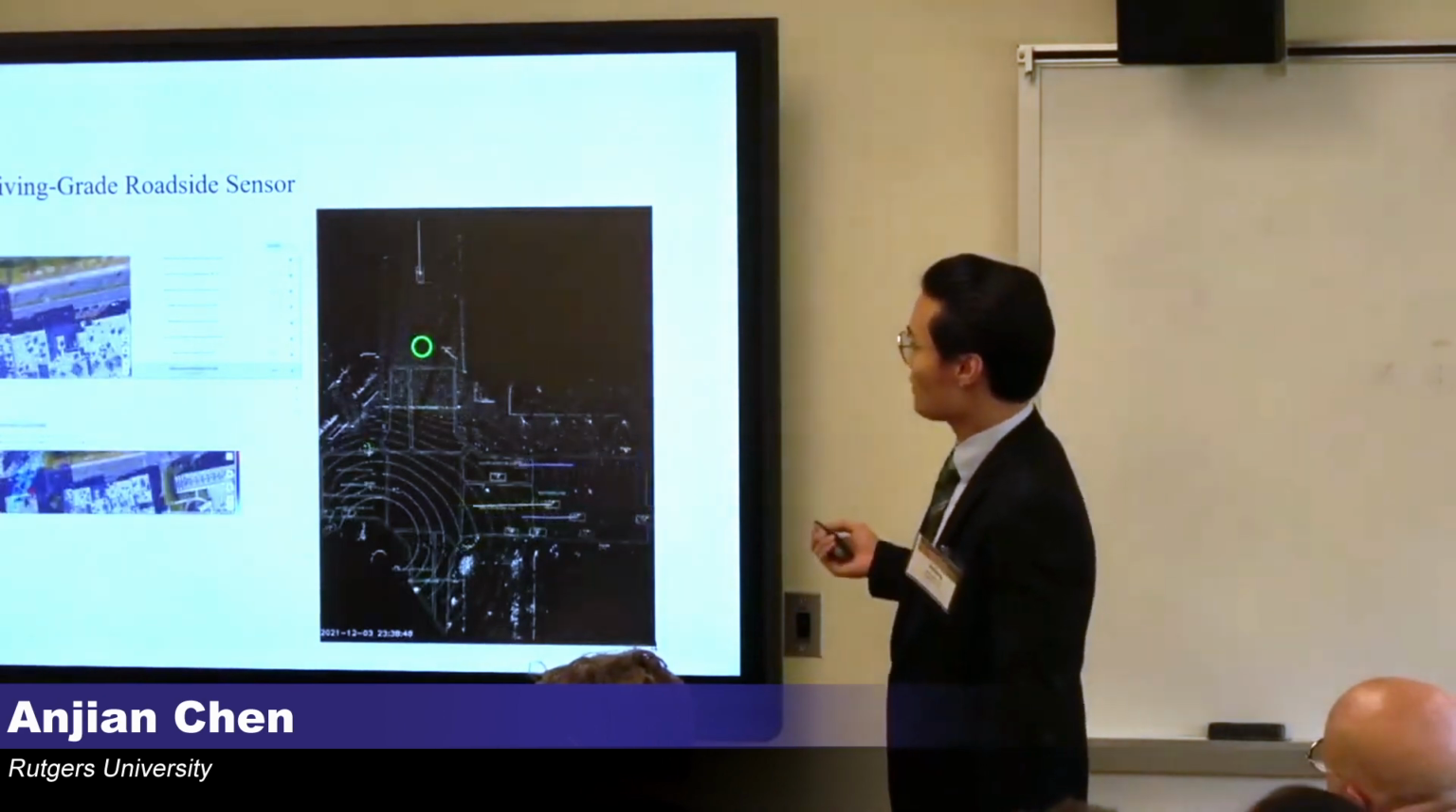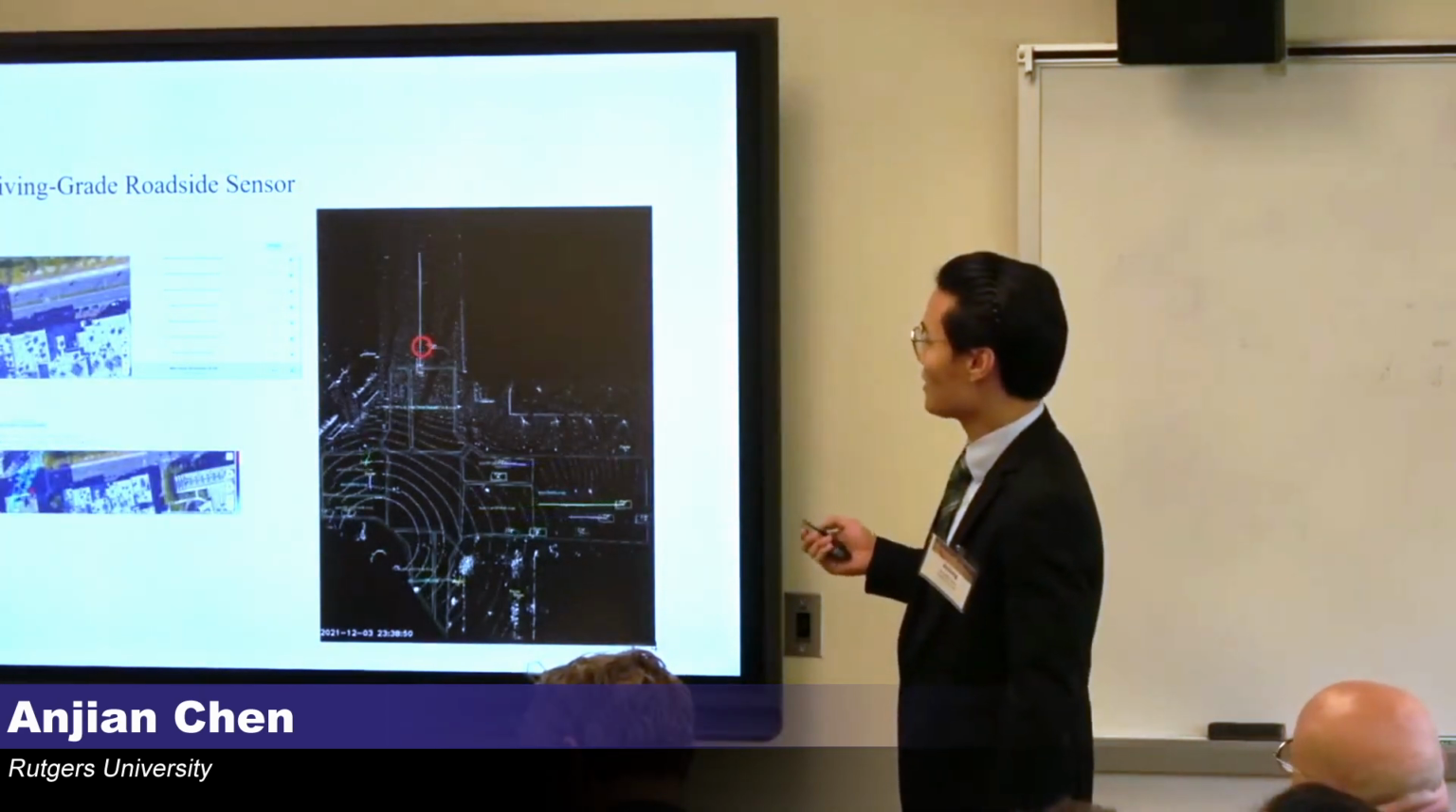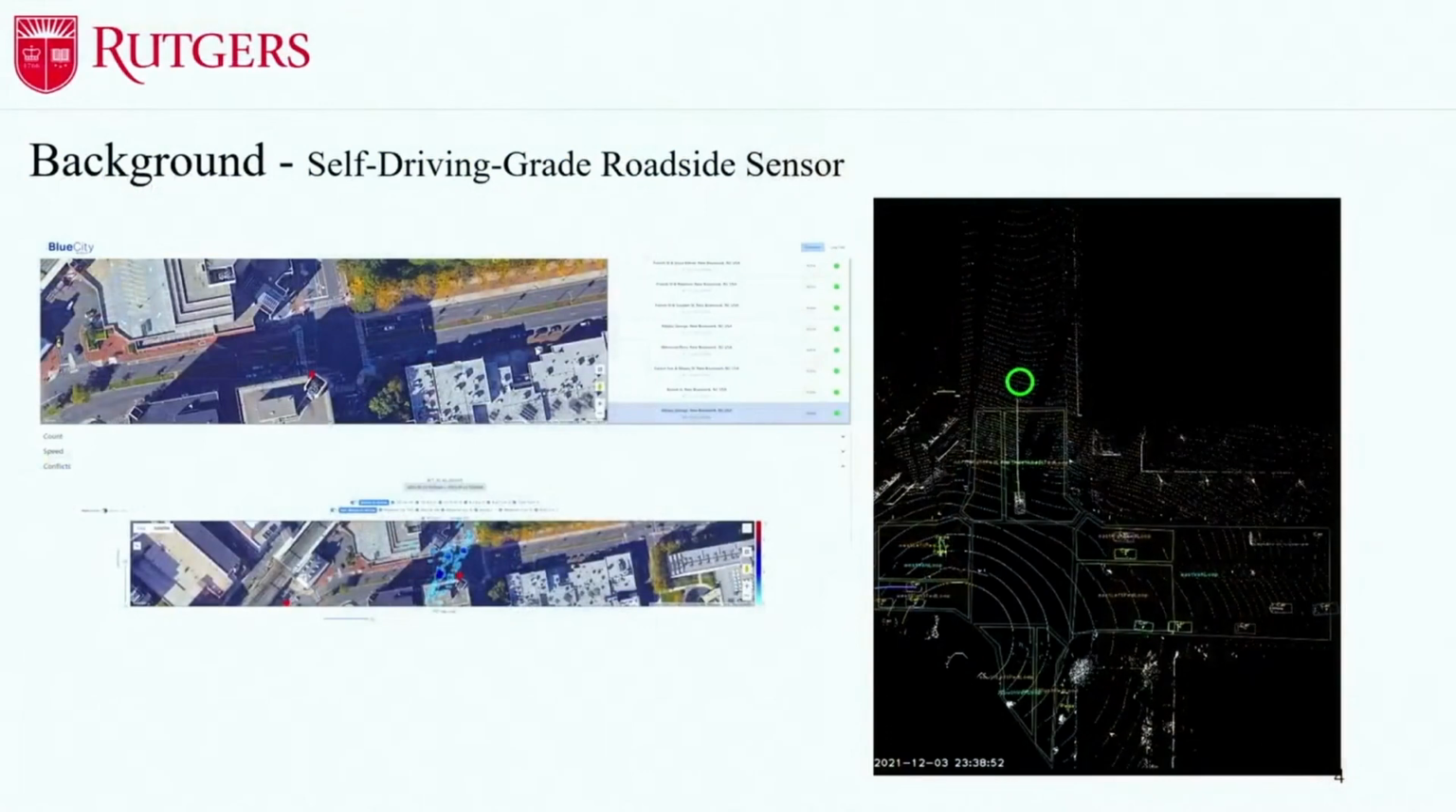And here is another data application based on our LiDAR sensors and the trajectory data. Here is a near miss detection between a vehicle and a pedestrian. This pedestrian didn't use the crosswalk to cross the street, and was very close to a vehicle there. So we can detect these safety issues based on our LiDAR data.